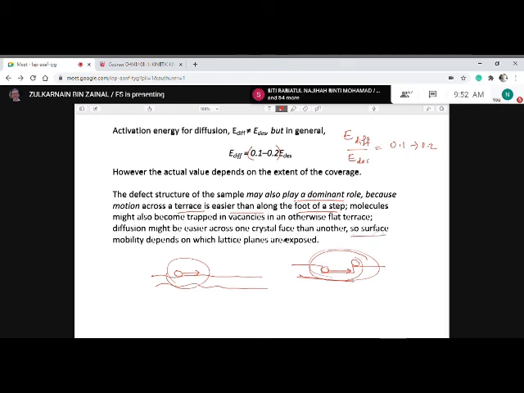So meaning that surface mobility depends on the lattice planes that are exposed to the adsorbate.